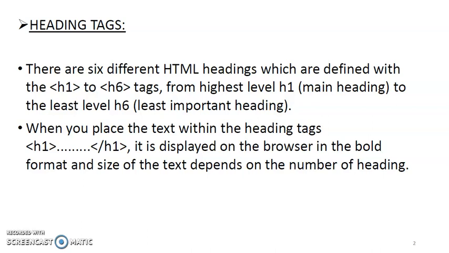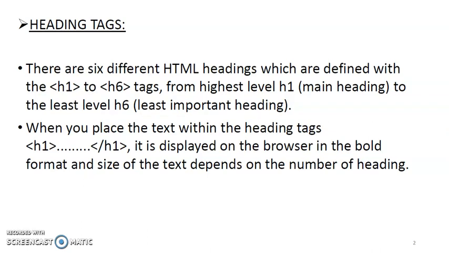Okay, so when you place the text in between the heading tags, it is displayed on the browser in a bold format, and the size of text depends on the number of the heading. If I am writing H1, then it displays the heading in bold and the size is bigger. And if I am writing the H6 and in between that tag I am specifying some text, then that text is shown in a bold format and the size of text is small. Okay, this is the difference between H1 to H6.